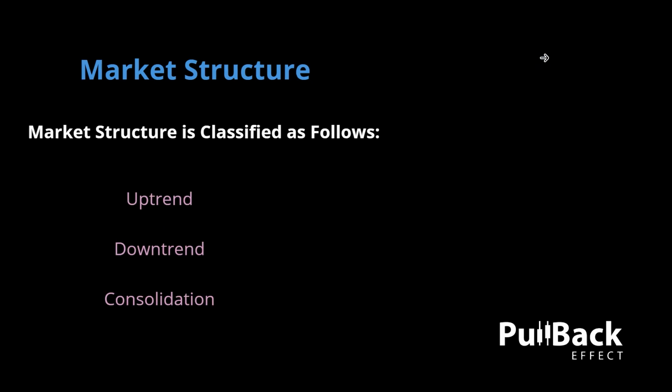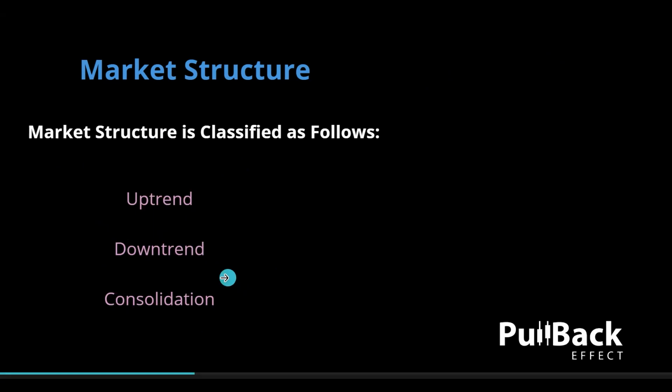Now, the first concept that you have to be familiarized with is market structure. There are different types of market structure, and it is classified as follows. First, we have what we call uptrends. We have downtrends and consolidation.